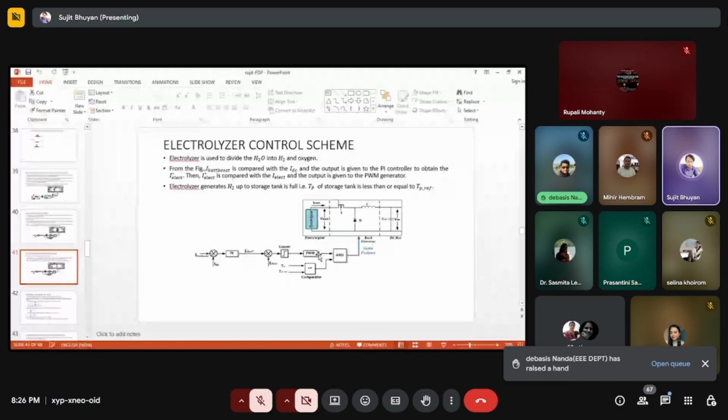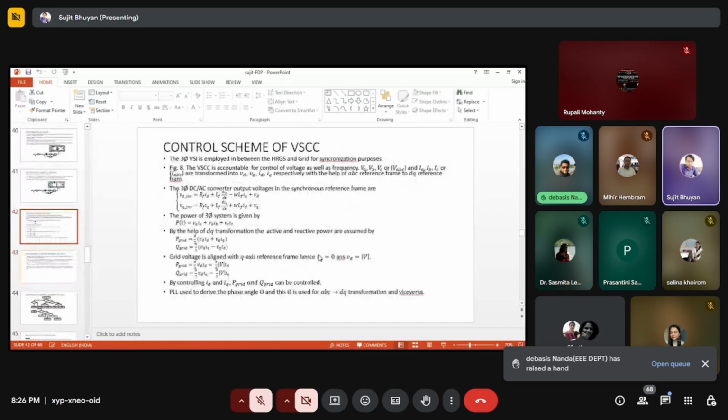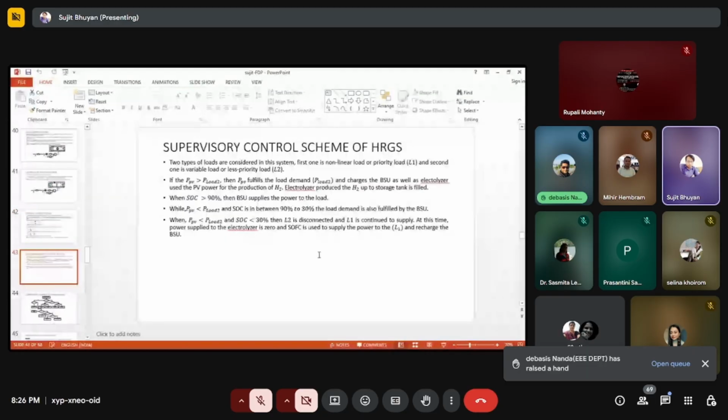The buck converter's main work is to convert a higher DC voltage to a low DC voltage. Why am I using the buck converter? Because the electrolyzer works on a very low voltage. That's why I have used the buck converter. This is the control scheme.